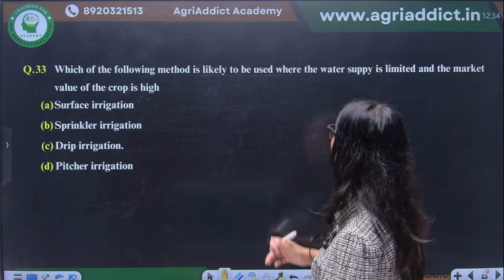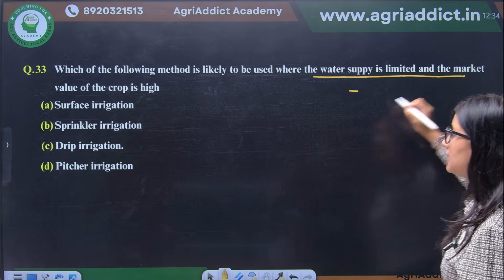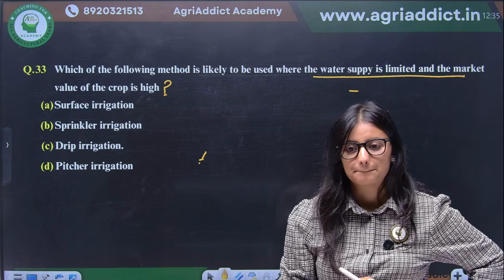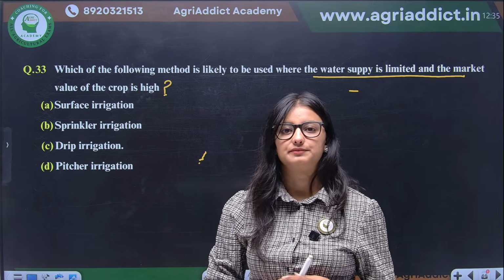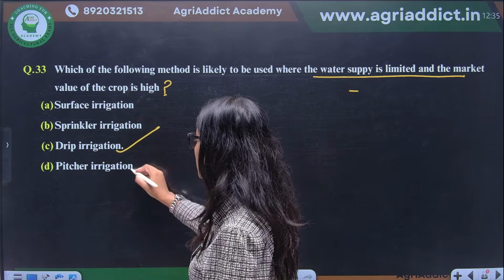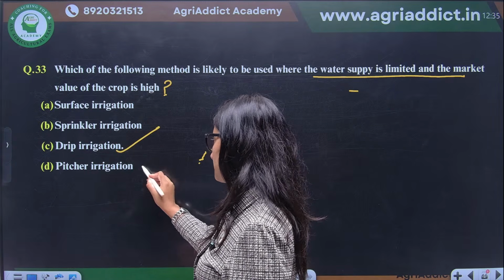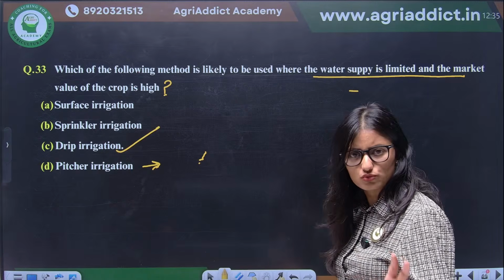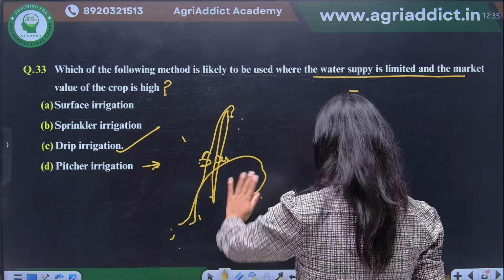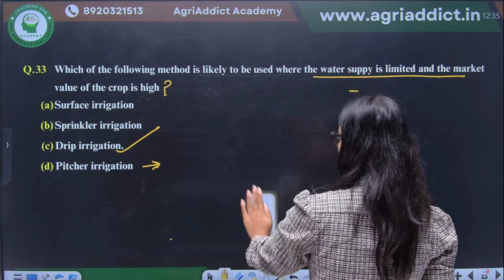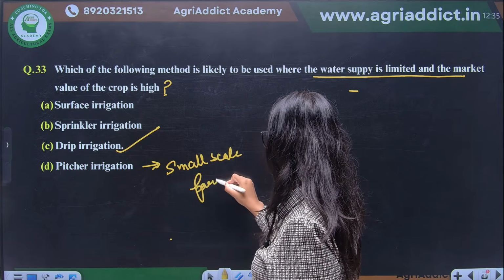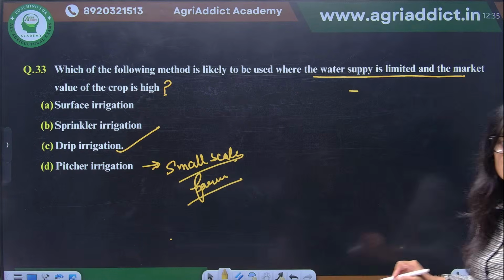Which of the following methods is likely to be used where the water supply is limited and market value of the crop is high? Which irrigation is used here? Where the water supply is limited, and C, yes, drip irrigation. Drip irrigation is the correct answer, but pitcher irrigation is also highly efficient, but it is generally used in small scale cultivation, and in case of cash crops it is not used. Okay, so this is used in small scale farms, correct?